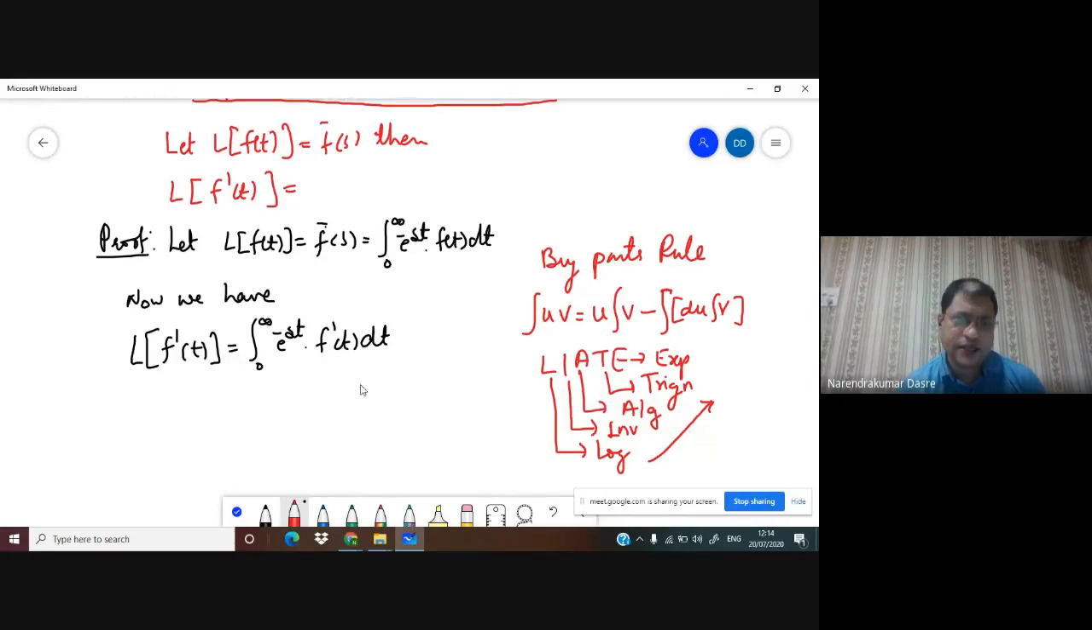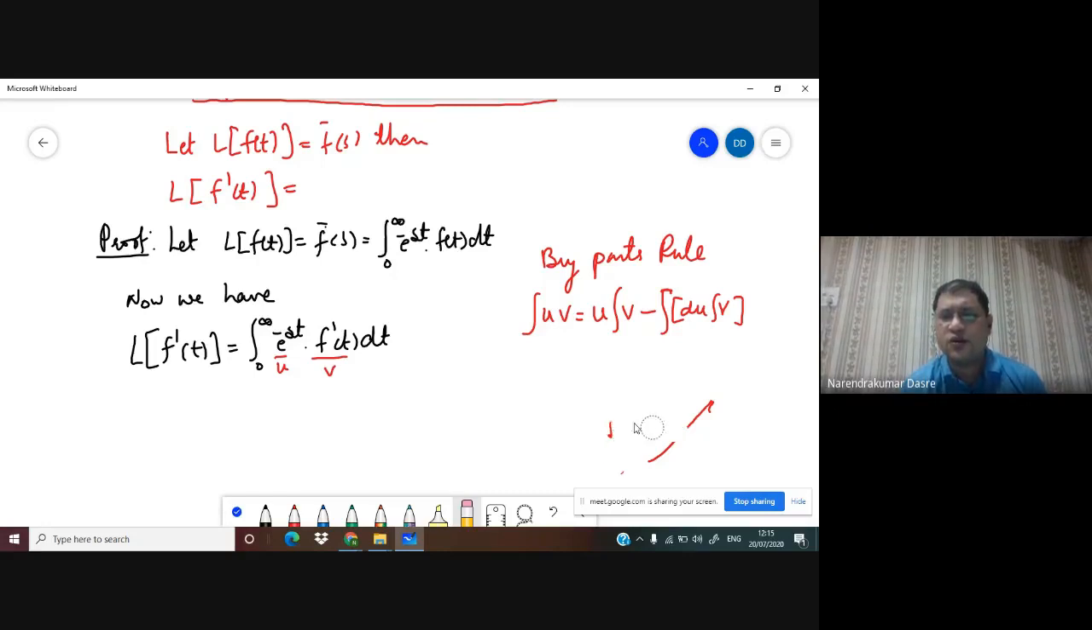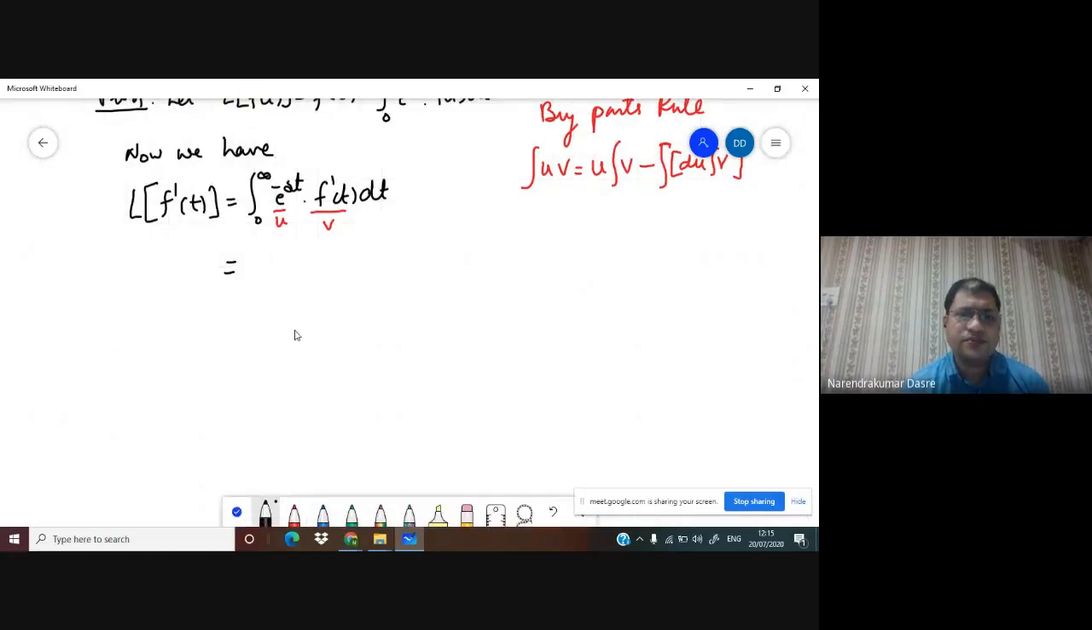Fortunately or unfortunately, in this case this hierarchy will not work, and hence we have to override this order. So I am going to consider this as u and this as v. So if you use the by parts rule, this is what we have to use. I have decided the terms u and v now, so if I use these as u and v, see what we get.